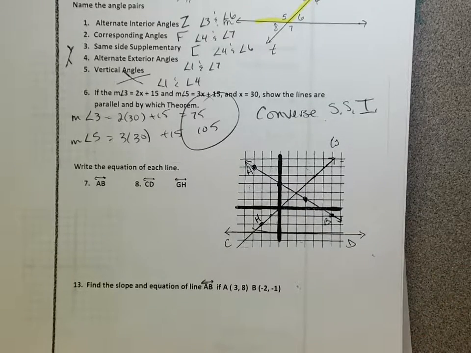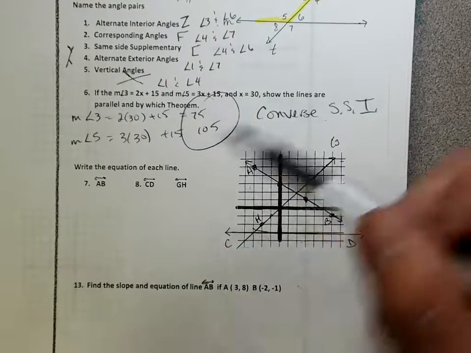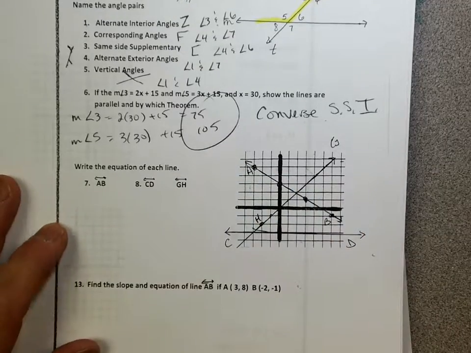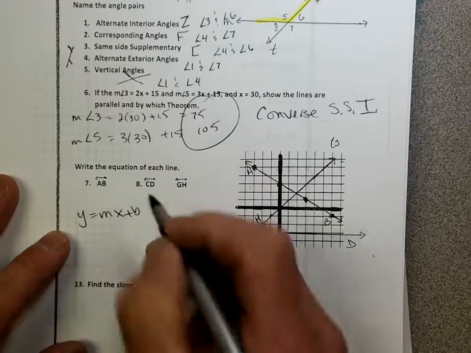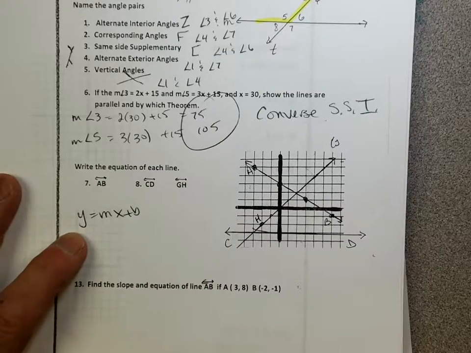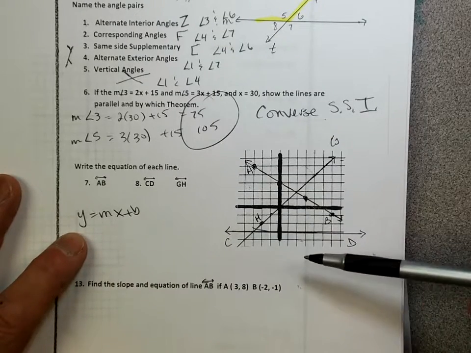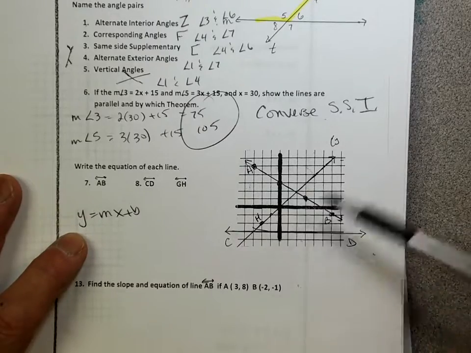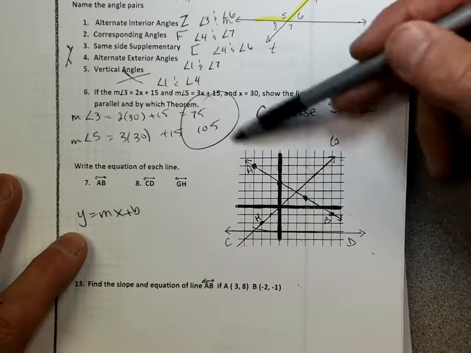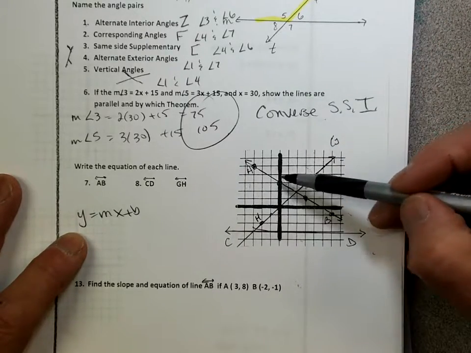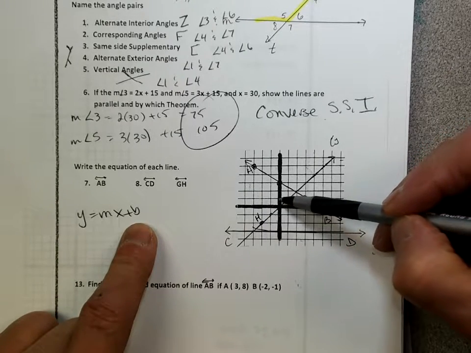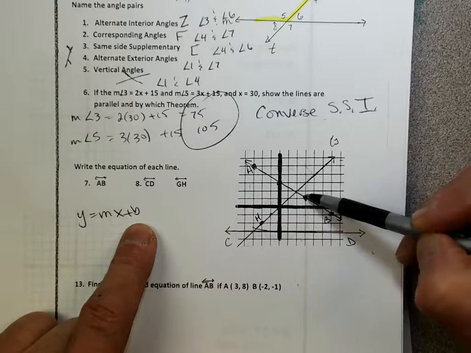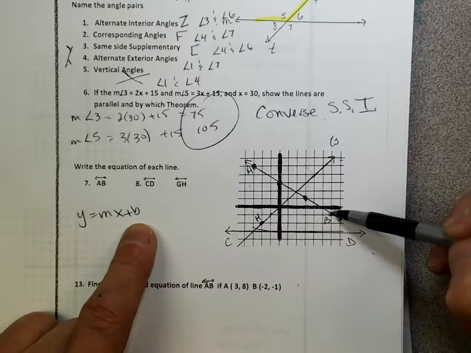Okay, number 7, AB. Let's check this line out. If we're going to find the equation of the line, Claire, you asked, when do I use y equals mx plus b, right? I'm going to use it now because I'm going to come up with the equation in slope intercept form. Okay, so AB, let's check it out. Seems like it goes through 3, right? So that's the b. And then it goes down 1, 2 over 1, 2, 3. Down 1, 2 over 1, 2, 3.